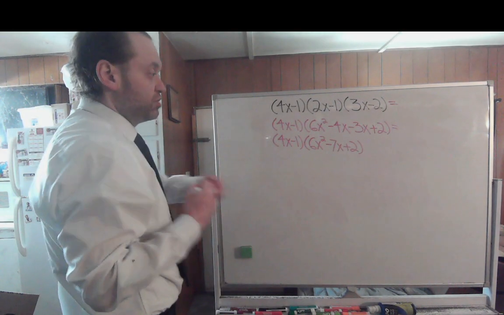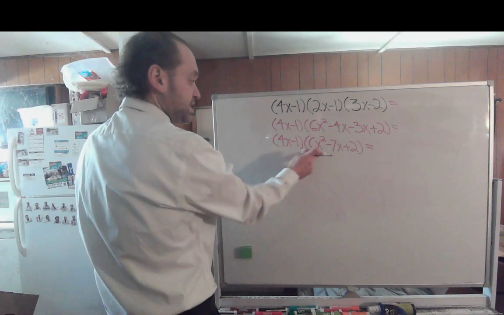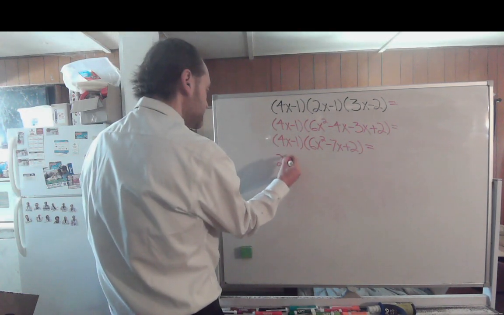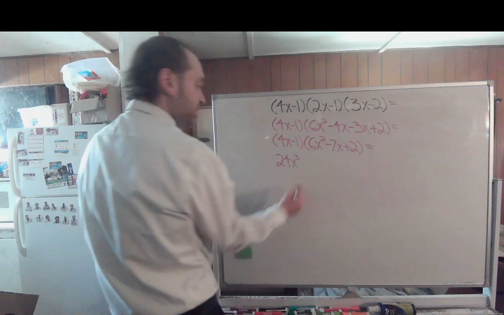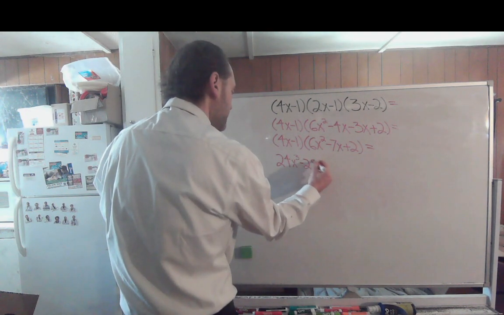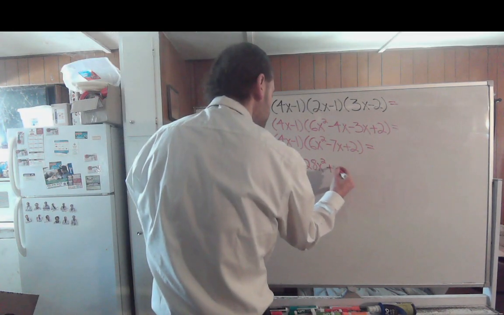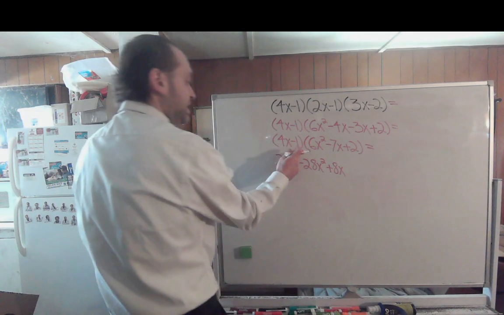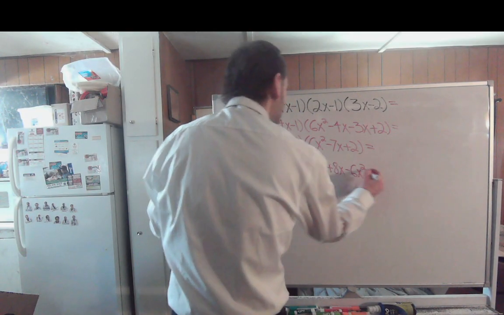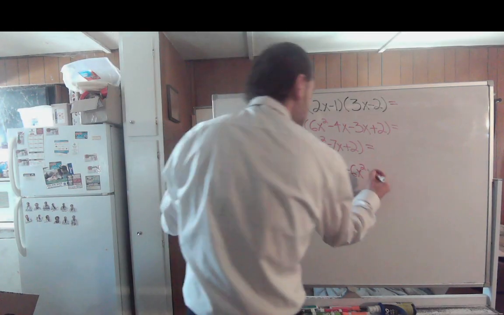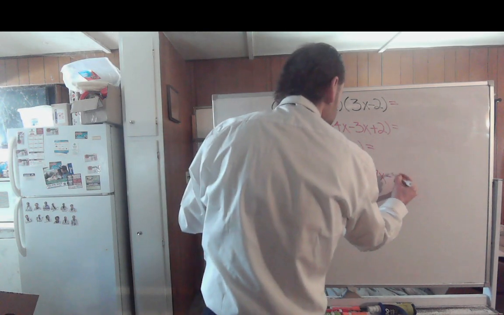Now we just have a binomial times a trinomial. So we'll go ahead and FOIL all that out too. 4x times 6x squared, that'd be 24x to the third. Then you have 4x times negative 7x, that'd be minus 28x squared. Then 4x times 2, that'd be plus 8x. Then negative 1 times 6x squared, that'd be minus 6x squared. Negative 1 times negative 7x, that'd be plus 7x. Then negative 1 times 2, that'd just be minus 2.